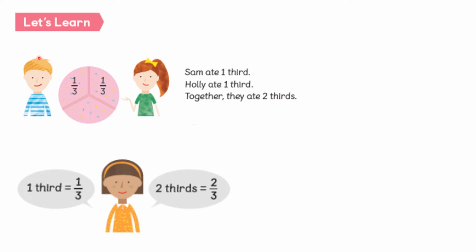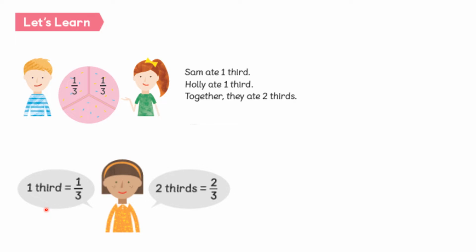Now then, let's have a look. So in this picture we can see the 3 parts of the cake a bit more clearly. So there's 1 there, 1 there and 1 there. Now Sam ate 1 part out of the 3 equal parts. So Sam ate 1/3. Holly ate 1 part out of the 3 equal parts. So Holly ate 1/3 as well, which means that together they ate 2/3.